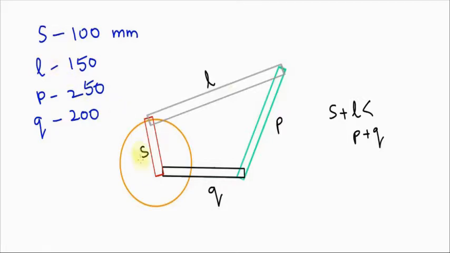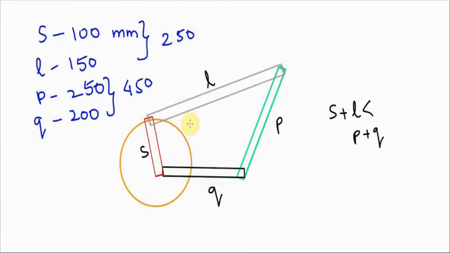So let's say S equals 100 mm, L equals 150 mm, P 250, and Q 200. Well, I don't know if the mechanism will work or not. So let's see if these dimensions follow the Grashof law. So S plus L basically makes 250, whereas P plus Q is 450. Well, we can say that S plus L is less than P plus Q. So well, yeah, it's following the Grashof law, and hence this mechanism will run smoothly.